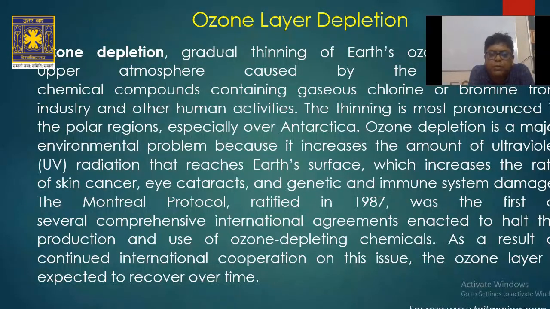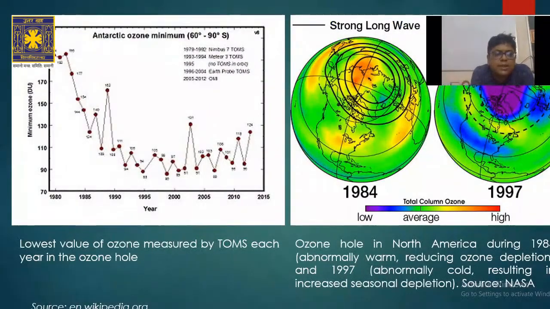The Montreal Protocol, which we know was ratified in the year 1987, was the first of several comprehensive international agreements intended to halt the production and use of ozone-depleting chemicals. So this is the scenario: the lowest value of ozone measured by TOMS each year in the ozone hole. The source is given here, and this is the ozone hole over North America.